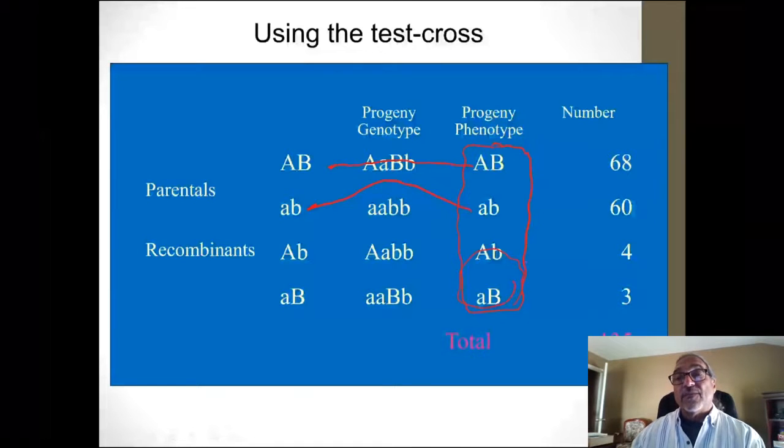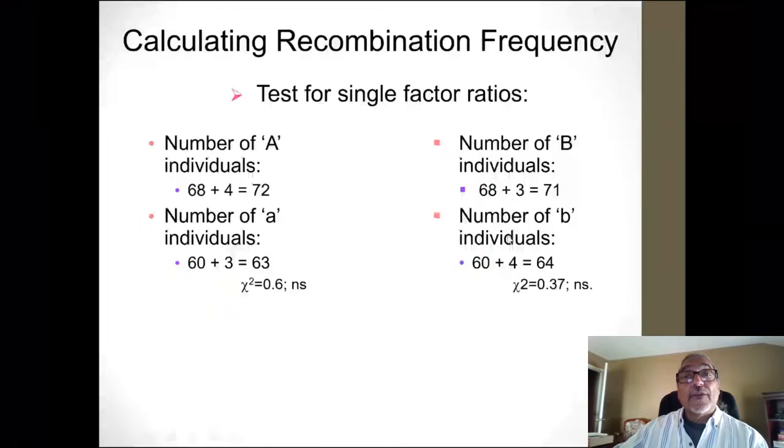So in this case, we've got 68 capital A, capital B phenotypes, 60 small a, small b phenotypes. These are the non-recombinants. However, we have 7, 4 plus 3, individuals that are recombinants. And how do we look at this information? Well, the first thing we have to do, as you might expect, is test for single factor ratios.